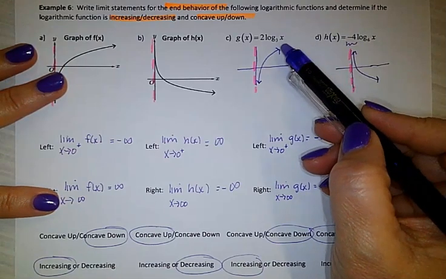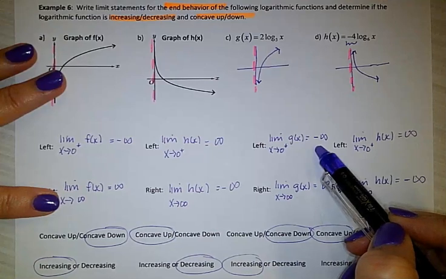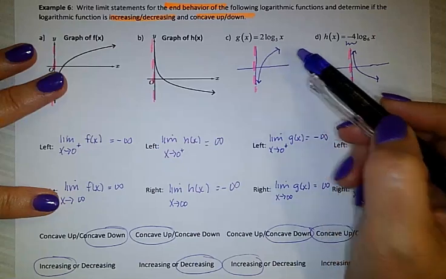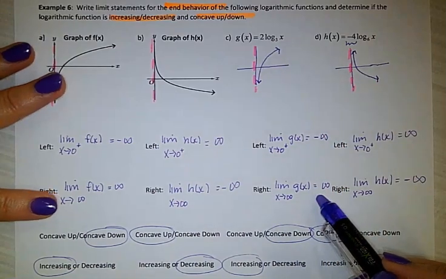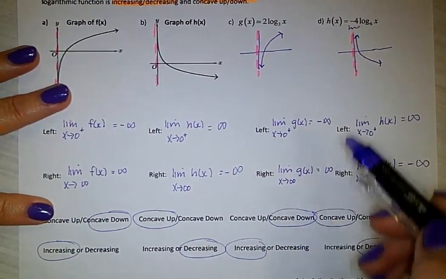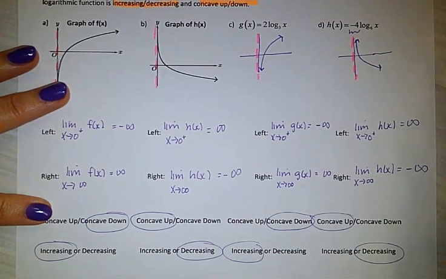Okay, so let's go through it. So as we approach 0 from the right, the function value is moving toward negative infinity. As we approach positive infinity going this way, the function values are moving toward positive infinity. This particular graph is concave down, and as x's increase, y's increase, so it's an increasing function.